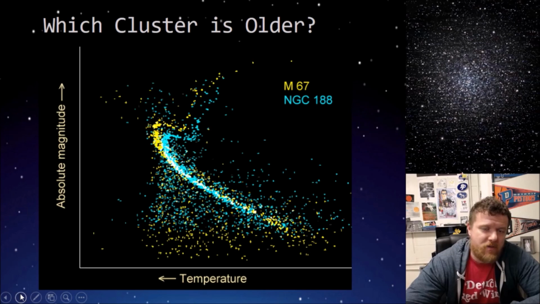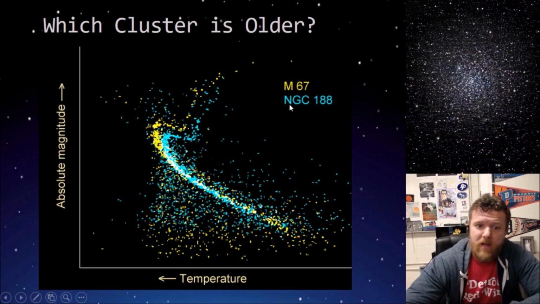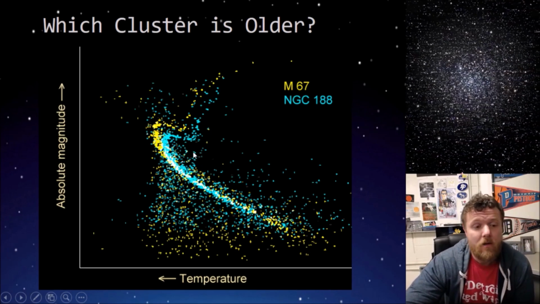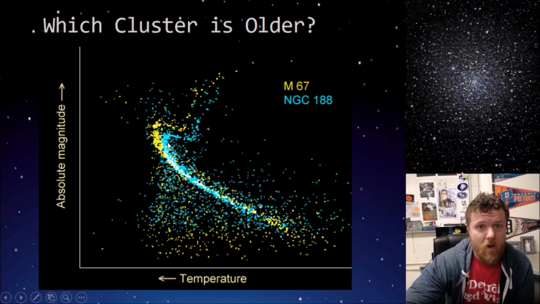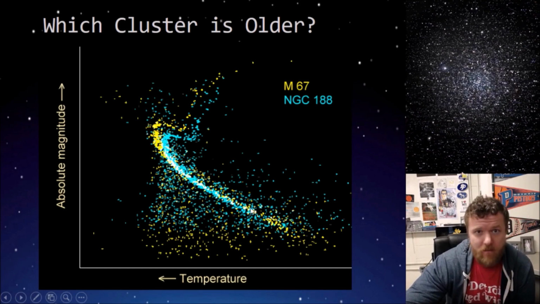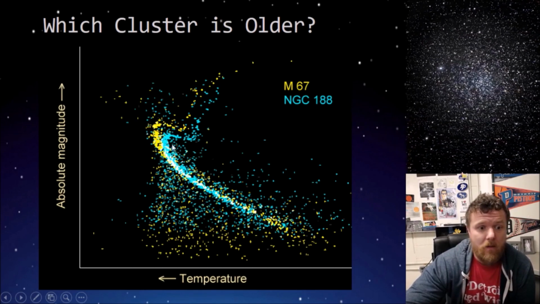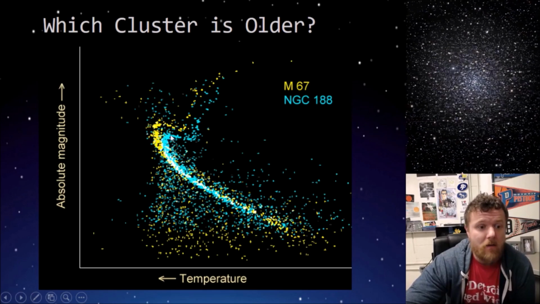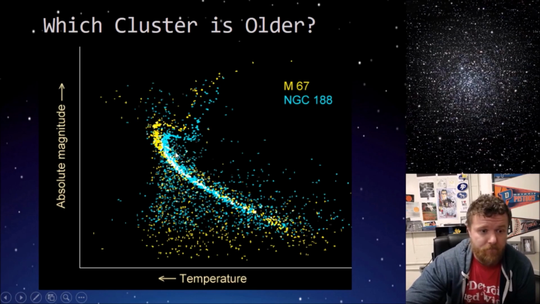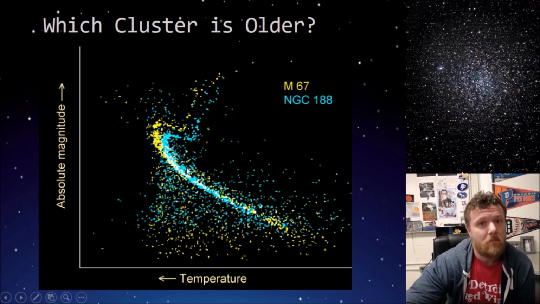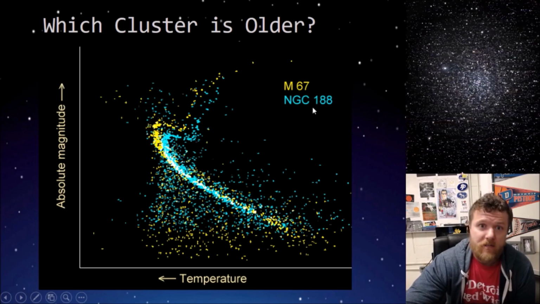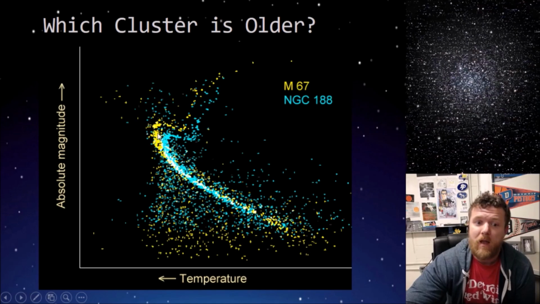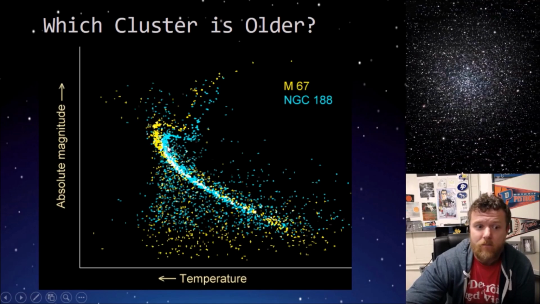Now let's go back to that question that I asked earlier between M67 and NGC 188. Which one is older? If you take a look at a plot of these two different star clusters, which one has the turnoff point farther down the main sequence? Well, the blue one has the turnoff point farther down, which means more time has gone on in the blue globular cluster. The farther down the main sequence you are, the older the globular cluster. So NGC 188 is much older than M67 because NGC 188 has the turnoff point farther down.